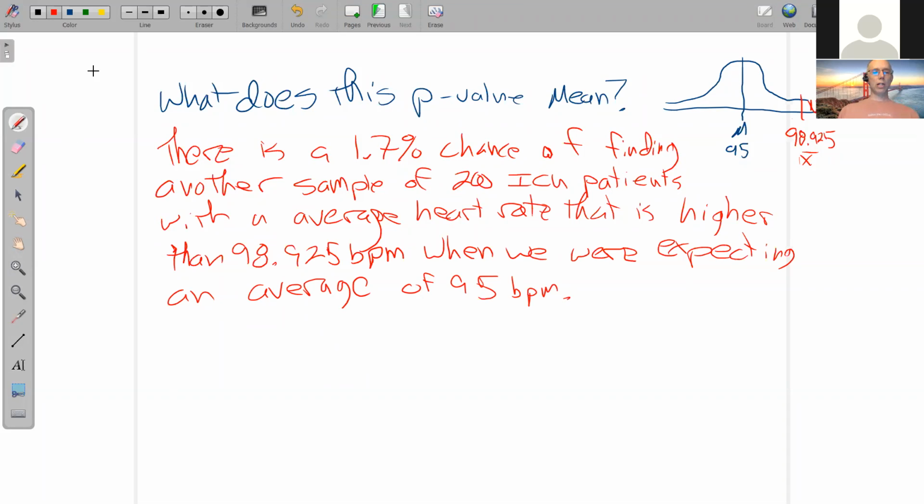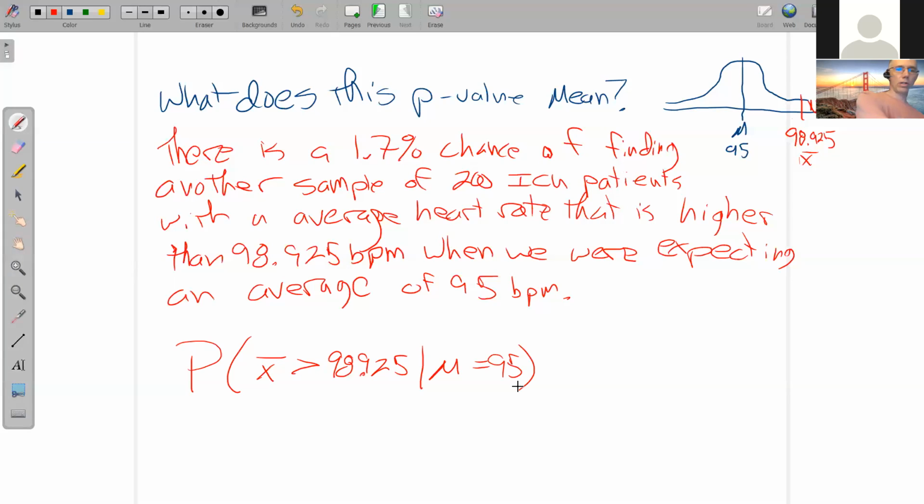In the probability notation I used a couple of weeks ago, this is a conditional probability. It's the probability of finding some sample with a mean that is higher than 98.925, given or knowing that the mean of the population should have been 95. Okay, so that's the probability notation. This is how I would explain it to the news, my mother, and that's the interpretation of the p-value. Just saying the p-value is 1.7%, that's just a statement. It doesn't have any meaning. This is its meaning here. It's a conditional probability. Okie doke.